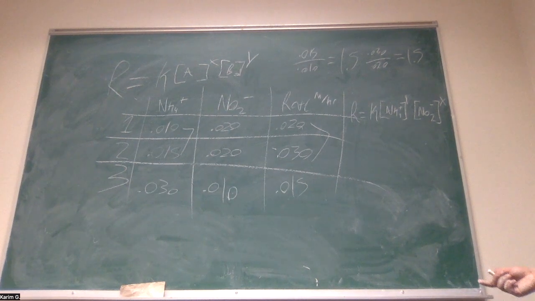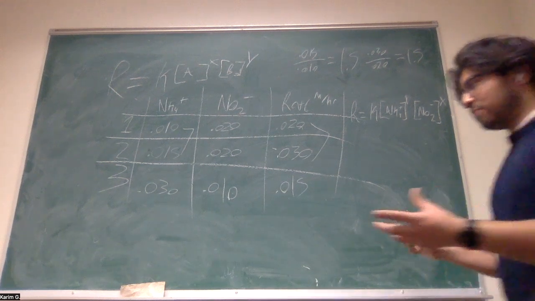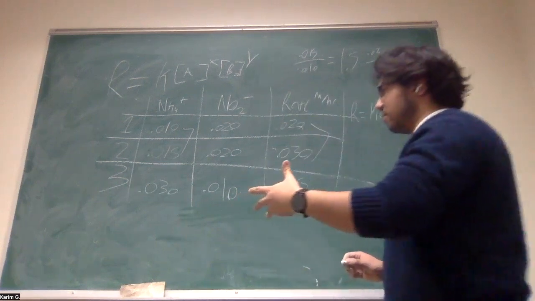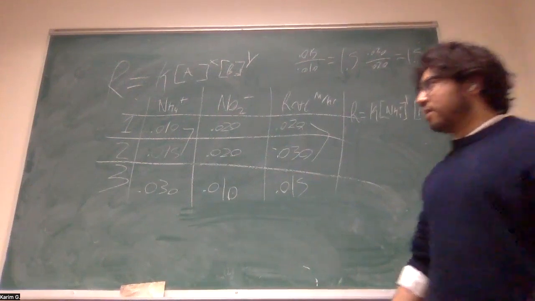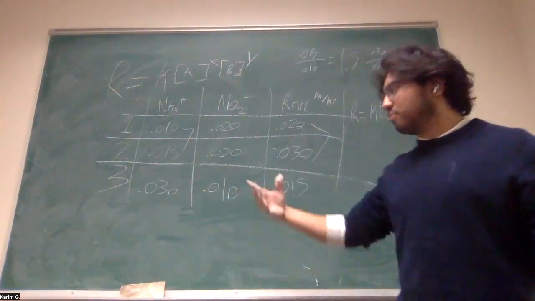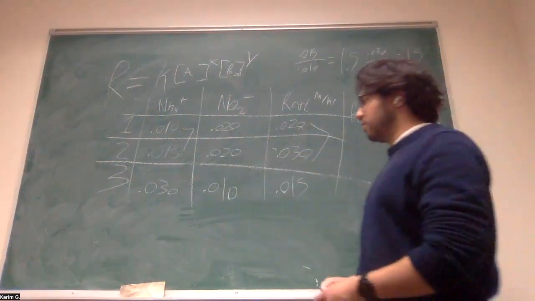So how would I find the order for nitrite? When ammonium is held constant, right? But the issue is that ammonium is not held constant in this problem. So what we have to do is kind of do a makeshift rate law, where we compare the changes in each one. It will make sense if I go through it. So let's pick experiments where nitrite changes, and even though ammonium still changes, we want to see how nitrite changes.